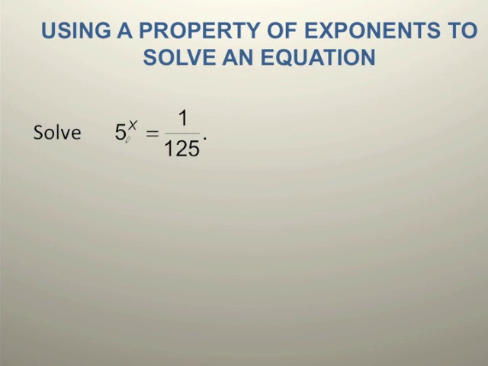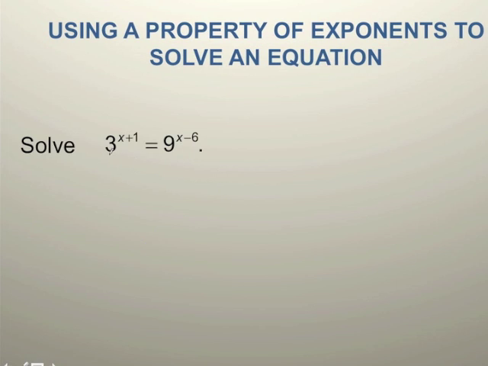We have this one to solve, 5 to the x. Well, let's think about 1 and 1/25. That's 1 over 5 cubed, or 5 to the negative 3. So right now we're saying 5 to the x equals 5 to the negative 3. Oh, bases are the same. The exponents must be equal, and x equals negative 3.